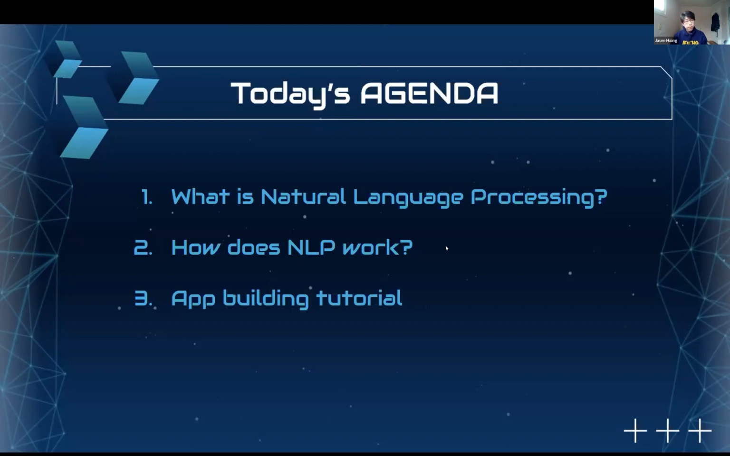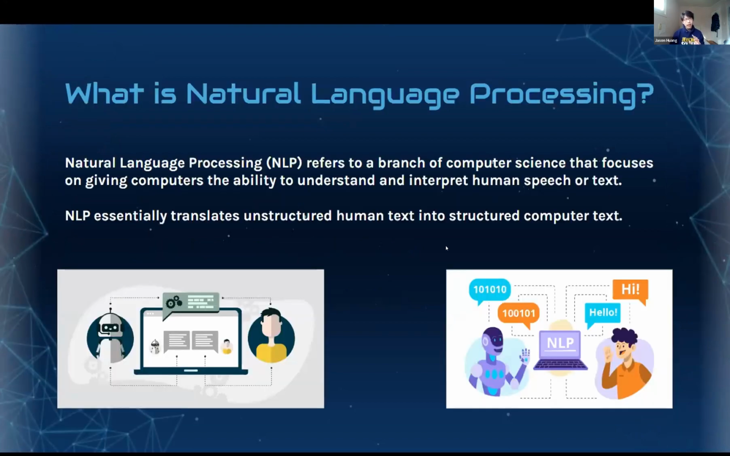All right, let's begin. So first, what even is natural language processing? Well, natural language processing, also known as NLP, just refers to a branch of computer science that focuses on giving computers the ability to understand human text or speech. Essentially, NLP's job is to translate unstructured human text that computers can't understand into structured computer text that computers can understand.